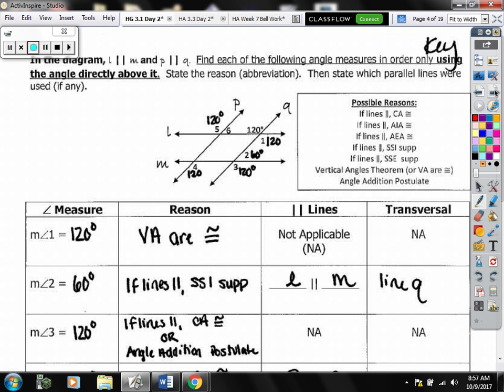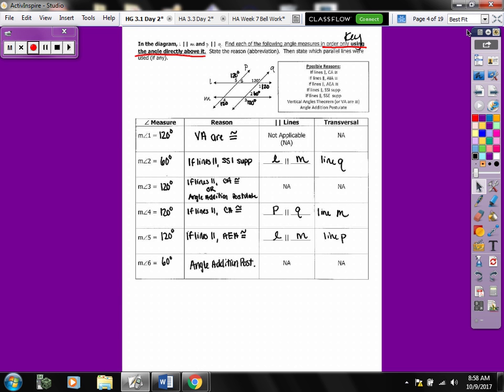On the back, a lot of you struggle because you didn't actually read the directions at the top. Find each of the following angle measures in order using the angle directly above it. So you were supposed to find the measure of angle 2 based on what the measure of angle 1 was. So let's just first check your angles. Don't even check the reasons yet.